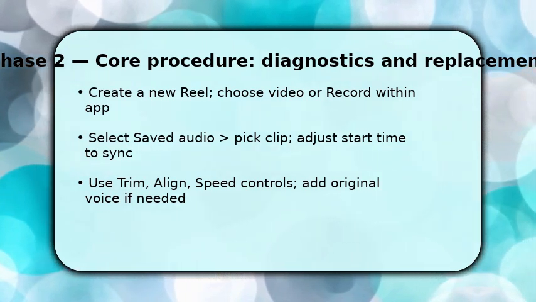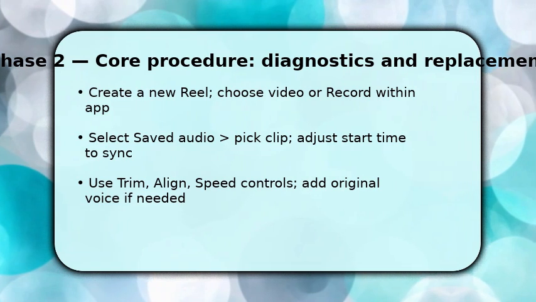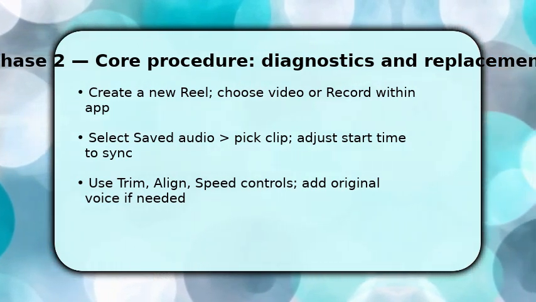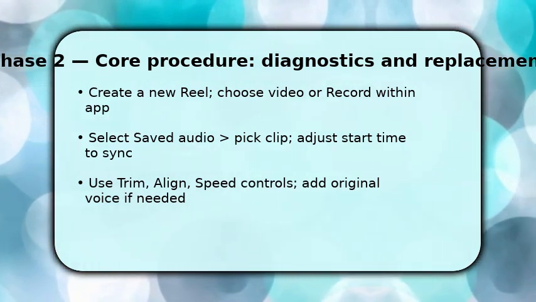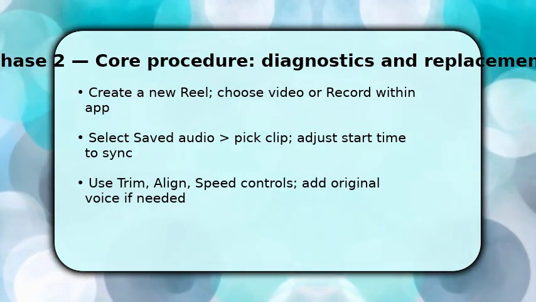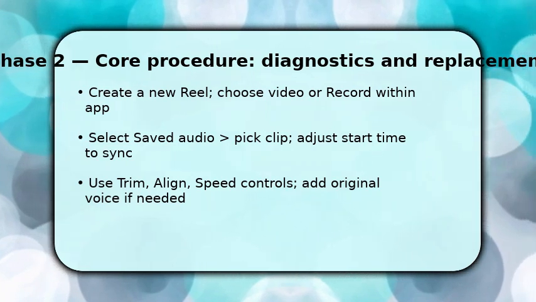Once selected, adjust the start time so the beat or line hits where you want. Use trim to cut intro and align or speed to sync with visuals. Make sure to preview with sound and mute original clip if you only want the saved audio. This keeps rhythm tight and avoids offbeat cuts.